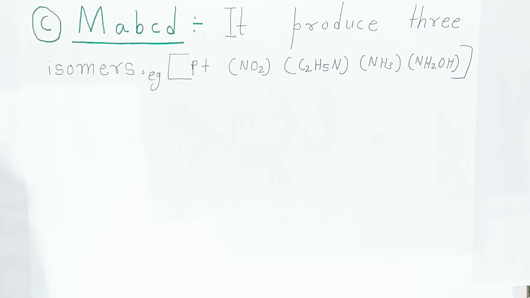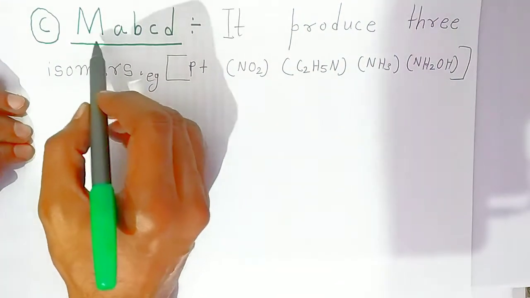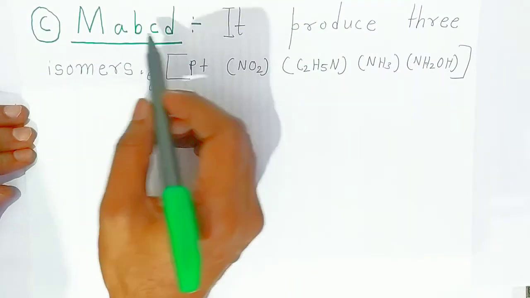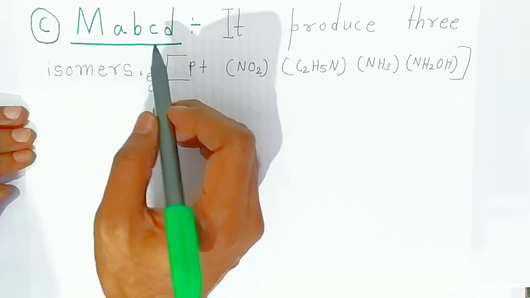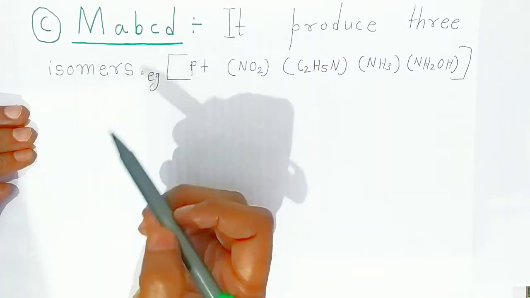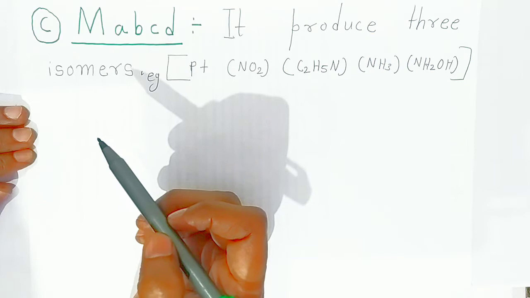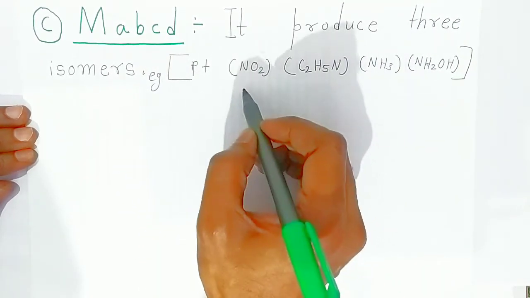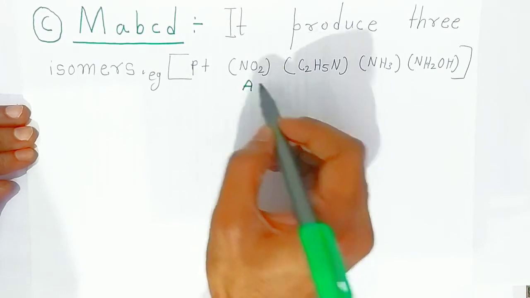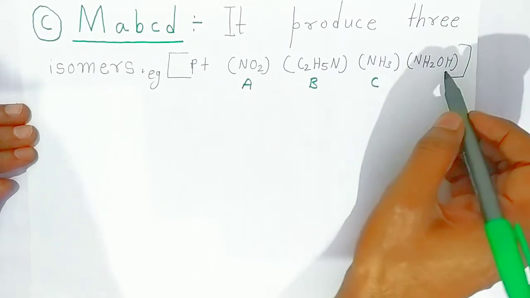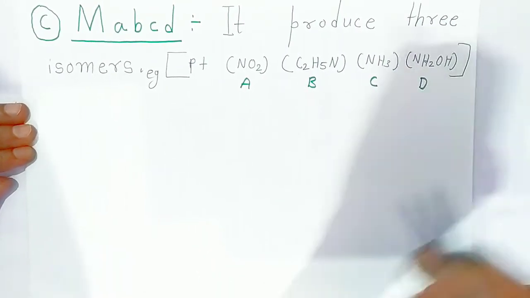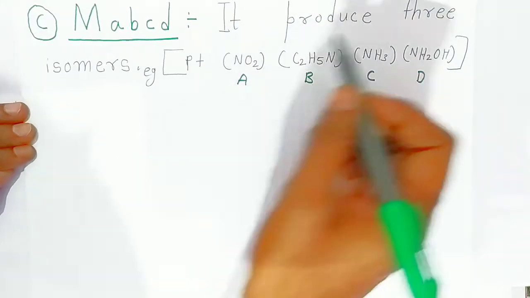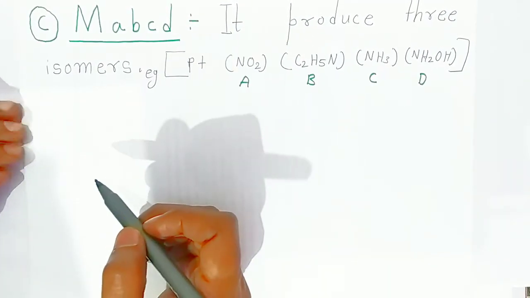Now, students, the third type of complex, we are writing metal ABCD. That means here all the four ligands are different, students. Now it produces 3 isomers, students. It produces how many isomers? 3 isomers. So here, students, for the sake of convenience, I am writing all the ligands in alphabetical order. This is A type ligand, this is B, this is C, and this ammonium hydroxide I am writing with capital D. Correct, students? Now we are going to write 3 types of isomers. That is, stereoisomers we are going to write.